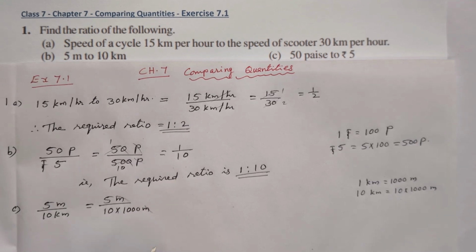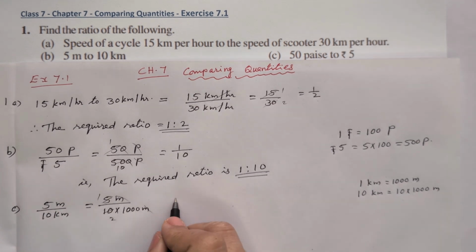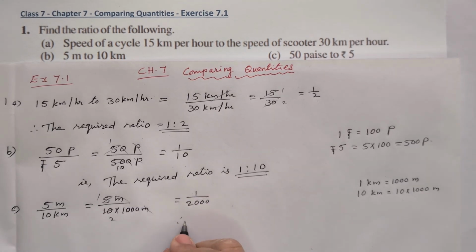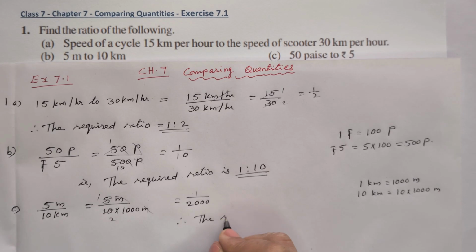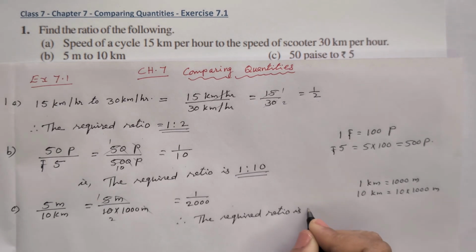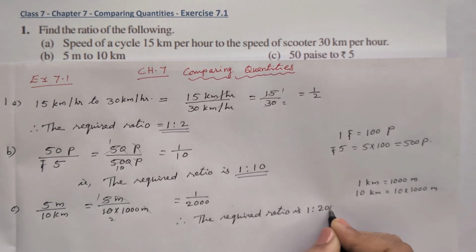Then meter in numerator and denominator, we can remove that. Divide by 5. Here 1 time, here 2 times. So we are getting here 1 by 2 into 1000, that means 2000. Therefore, the required ratio is 1:2000.